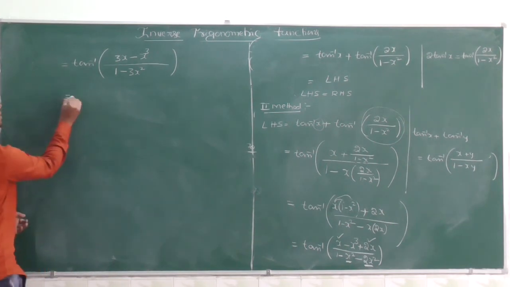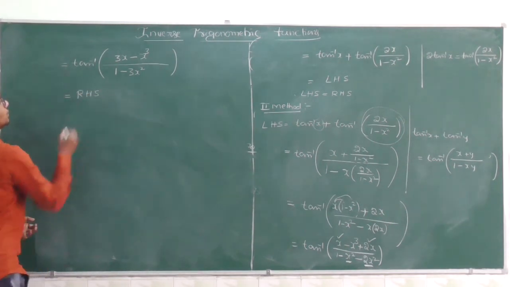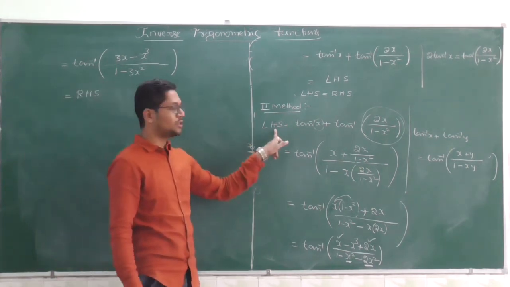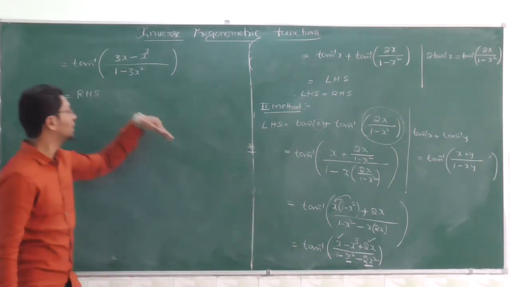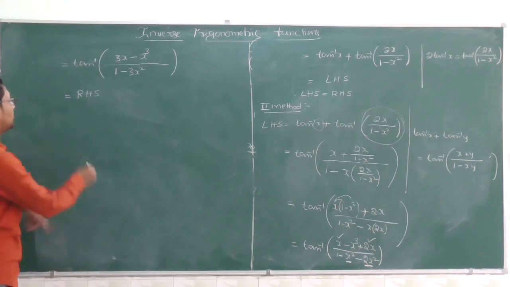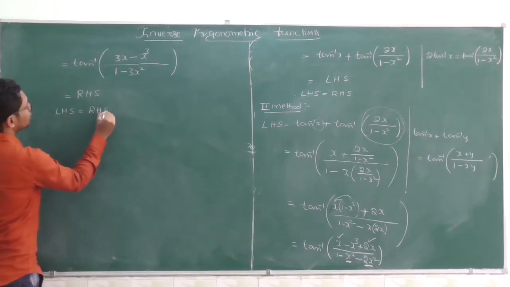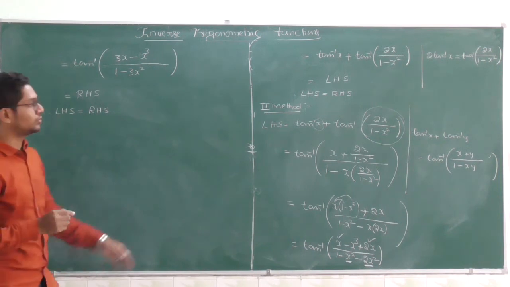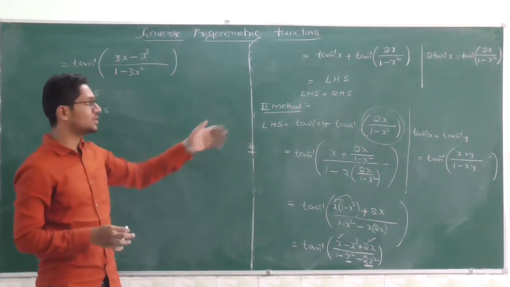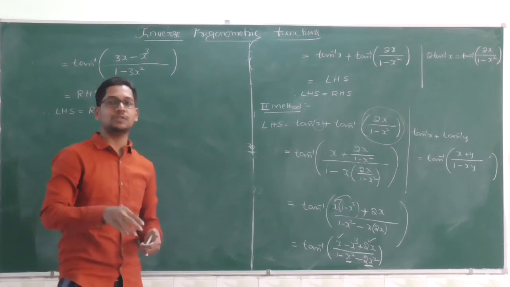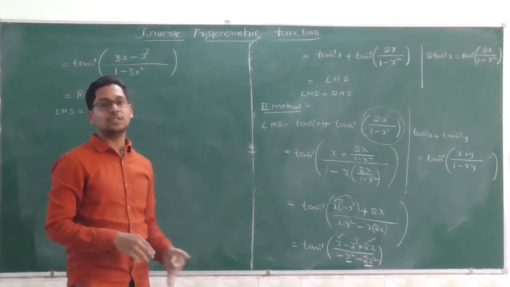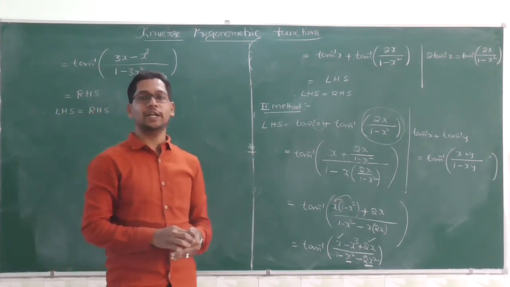That is equal to RHS. See, we took LHS, and finally we get RHS. Therefore, LHS equals RHS. Hence, it is the proof. It is the second method. You can choose any one. It is important for 3 marks. Kindly practice it well.